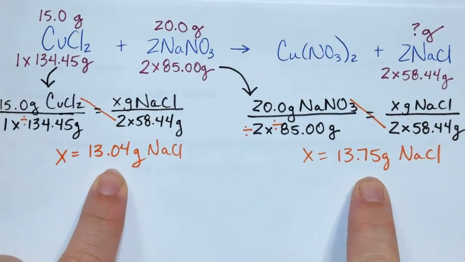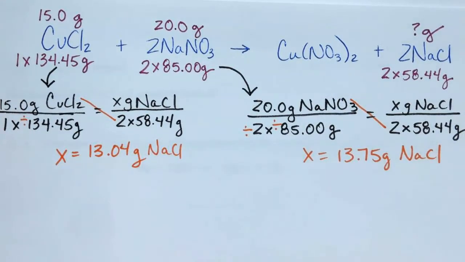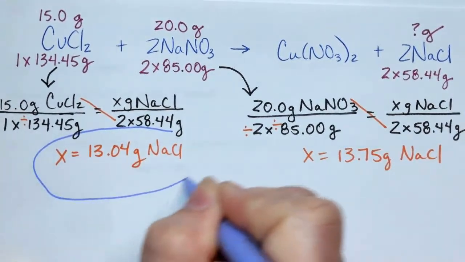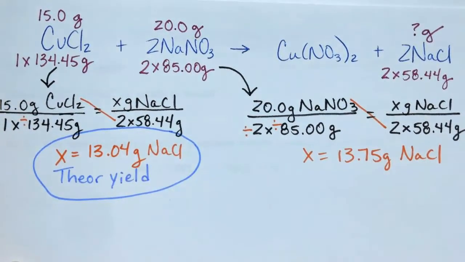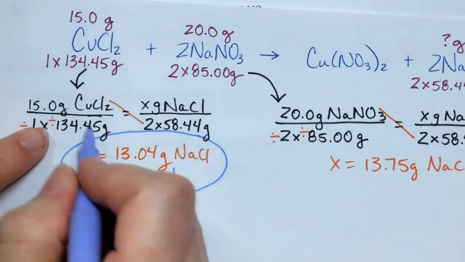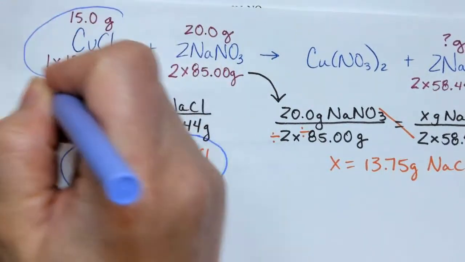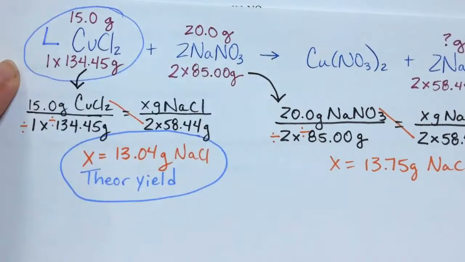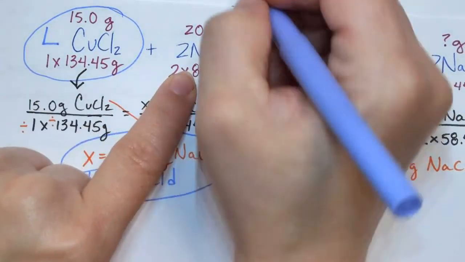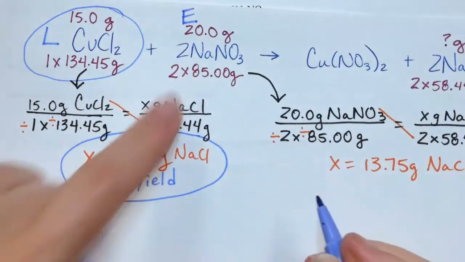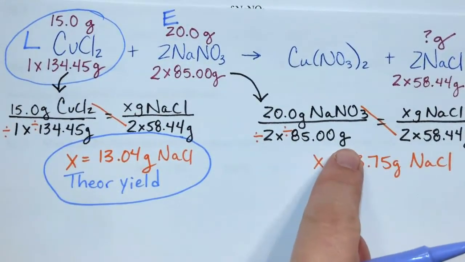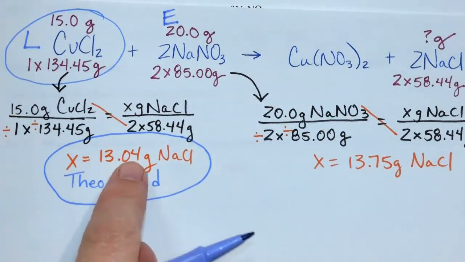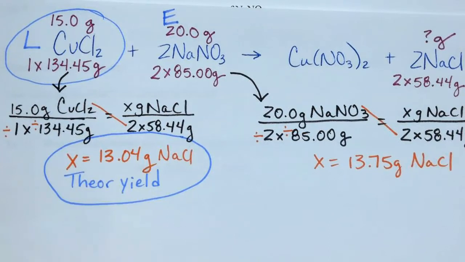Which of these answers is the smaller of the two answers? And that is going to be this 13.04 grams of NaCl. That is our theoretical yield of NaCl. That means that what I used to get it, the CuCl2, is my limiter, which means the sodium nitrate must be the excess. So that's L for limiter, E for excess, right? Because this one is larger, that means that this was the excess. Because this is smaller, that means this is your limiter.